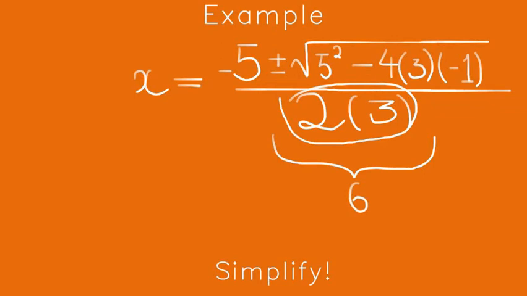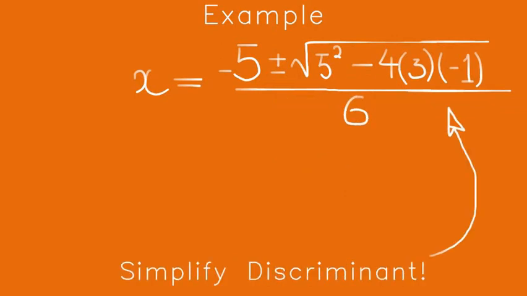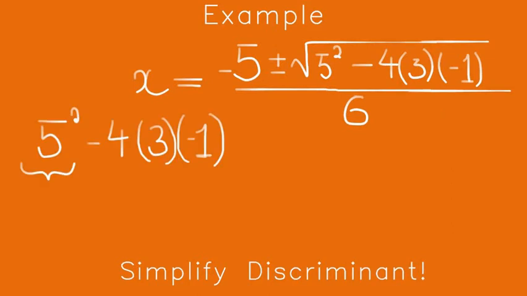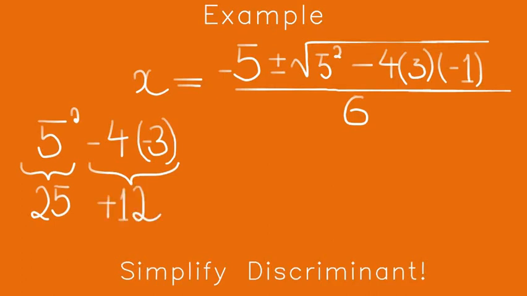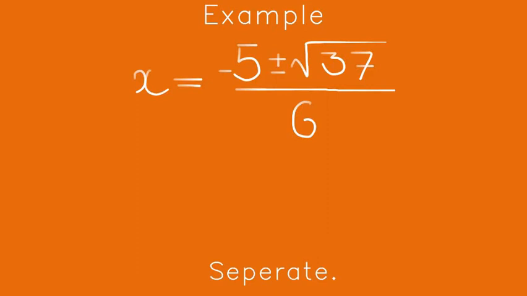3 times 2 is equal to 6, so let's put 6 in there. Then it's always good to go inside the discriminant and simplify it first. 5 squared is equal to 25. 3 times negative 1 is equal to negative 3. Negative 4 times negative 3 is, first of all, a negative number multiplied by a negative number, which gives us a positive number, and 4 times 3 is 12, so we get a positive 12. 25 added to 12 gives us 37. So inside the discriminant, we can write 37, because we just simplified the discriminant.